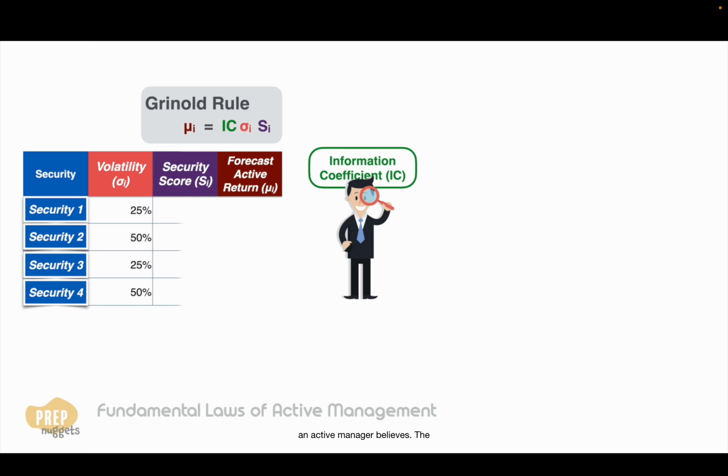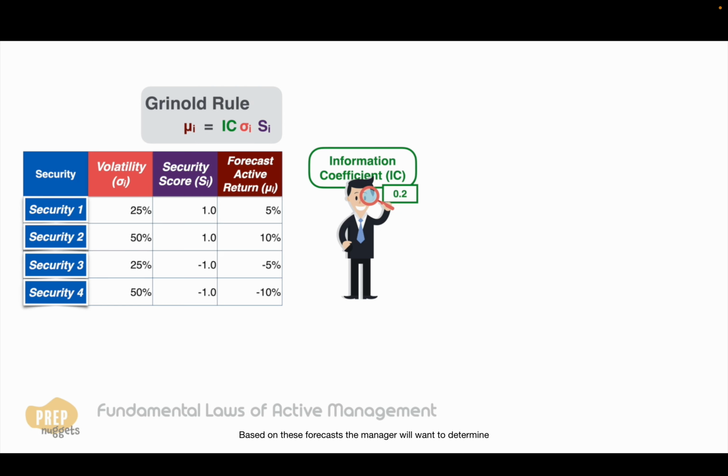An active manager believes the first 2 securities will outperform the other 2 over the next year, and thus assigns scores of +1 and -1 to the first and second groups, respectively. Let's say the manager has an expected information coefficient of 0.2. Based on the Grinold rule, the expected active return for each security will be as such.